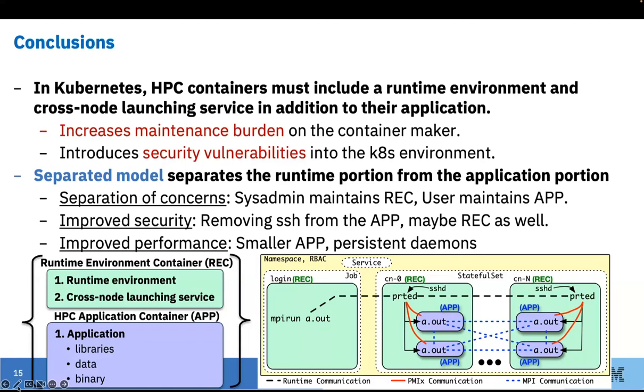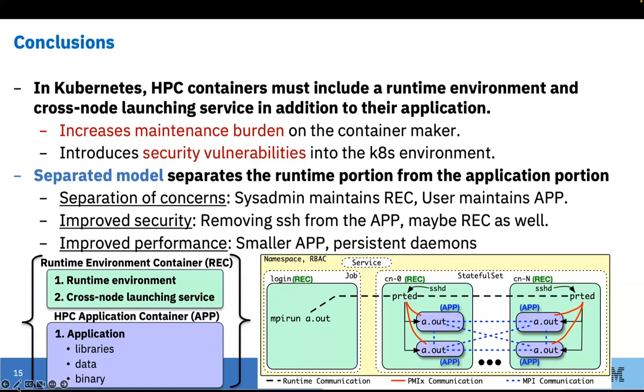Next is improved security. We removed SSH from the application container and put it in the hands of the sysadmin as part of the runtime container. Further, we can eliminate SSH from the runtime container by using the kubectl exec alternative or some other alternative specific to the broader system. Since that cross-launching mechanism is defined in the REC, the sysadmins now have the opportunity to define what that mechanism is. So if they have another alternative that they've developed that's more secure, more tied into their ecosystem, they can define that, and the application container doesn't have to worry about it at all, right? It's completely transparent to them.